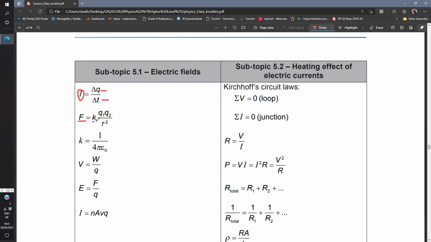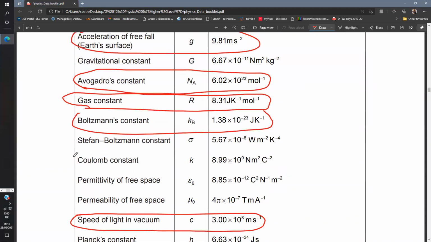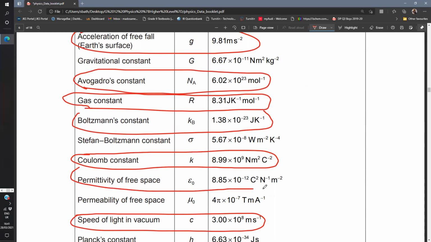F is equal to k Q1 Q2 over r squared. k is equal to 1 over 4 pi epsilon. So basically this is the k constant here. And then this is also a constant that we'll have to calculate. So they give you the Coulomb constant and the permittivity of free space formula.